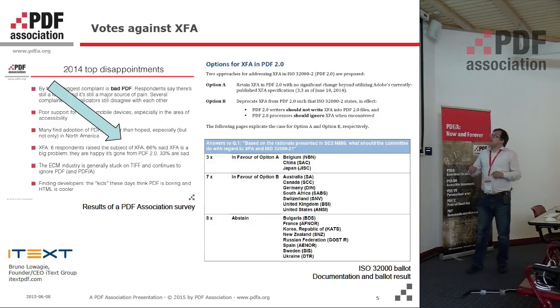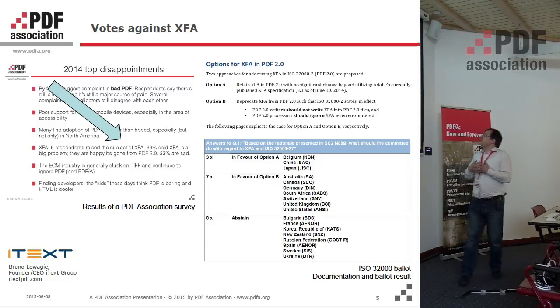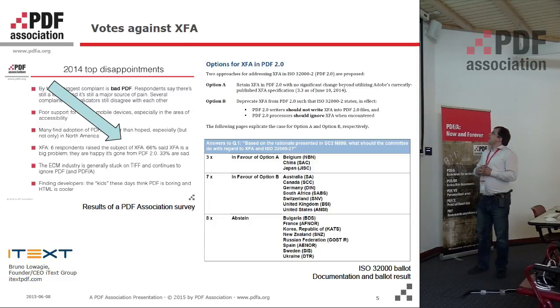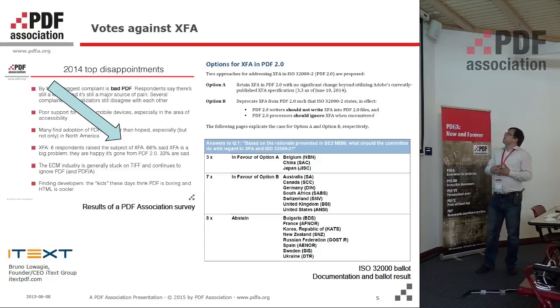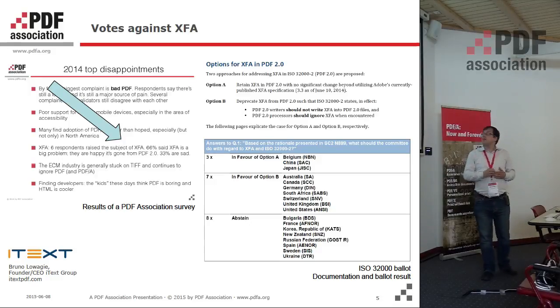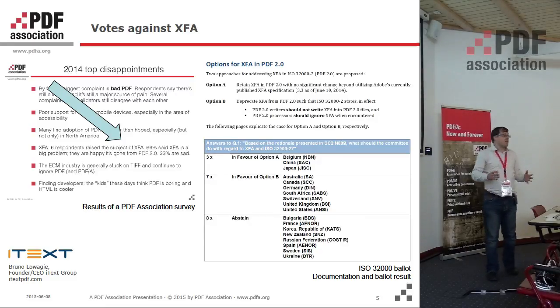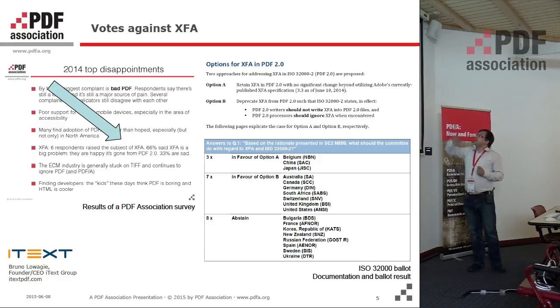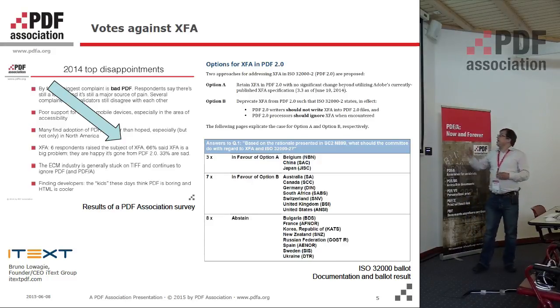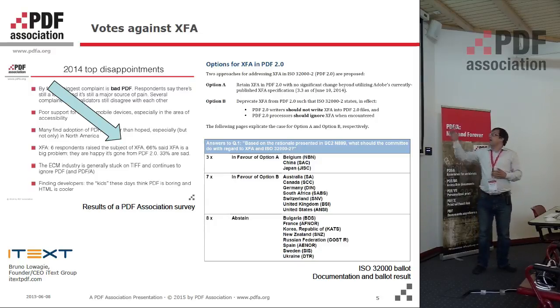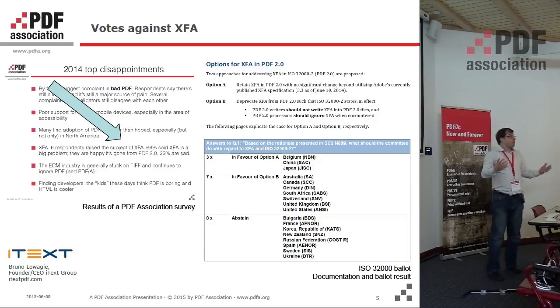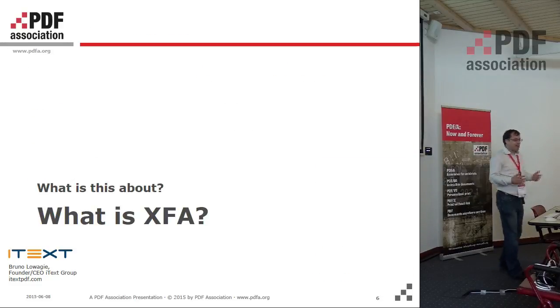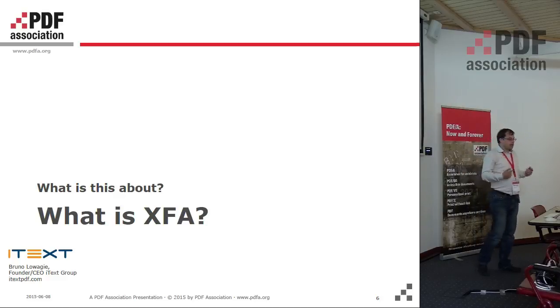Now, another thing that happened was there was a ballot for the ISO committee where we had 2 options. Option A was retain XFA in PDF 2.0, so that's ISO 32002, with no significant change. Option B was deprecate XFA, which means that PDF 2.0 writers should not write XFA into PDF 2.0 files, and PDF 2.0 processors should ignore XFA when encountered. And you see the result of the vote. 3 countries voted for keeping XFA, 7 countries voted against XFA, and 8 abstained. You see that Belgium voted to keep XFA, and I'm a Belgian, so it's clear that I voted to keep XFA. Now, why did I vote to keep it?